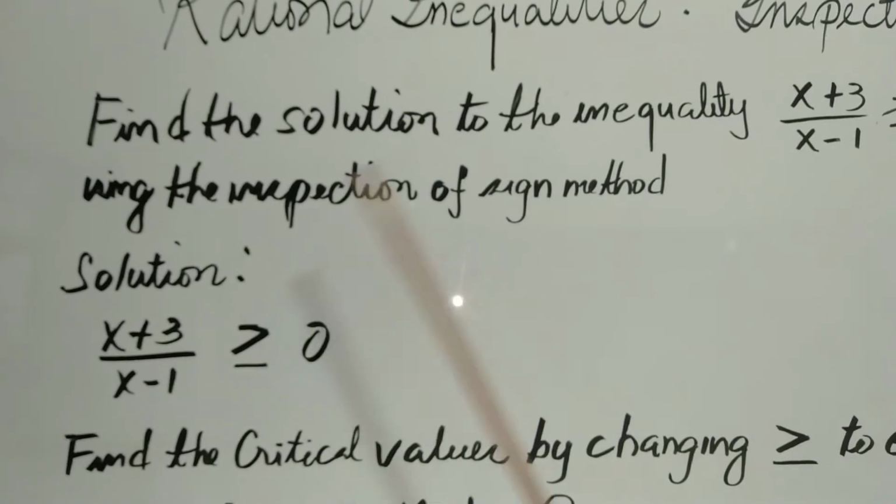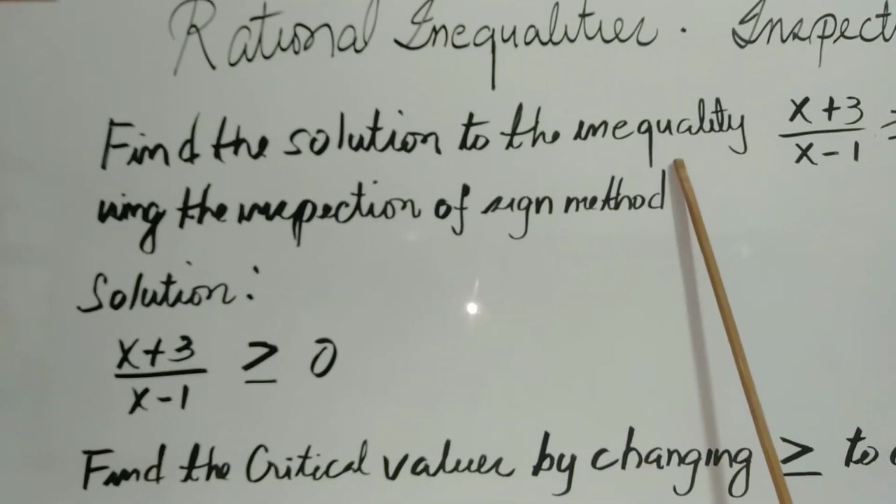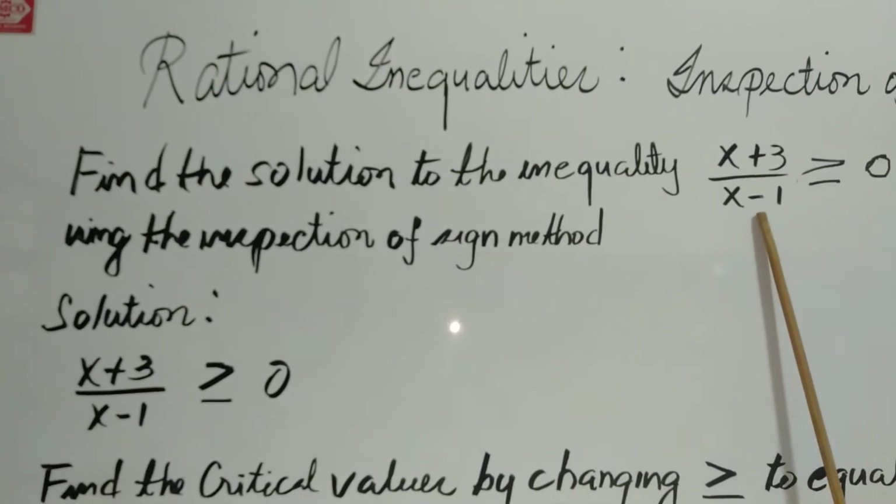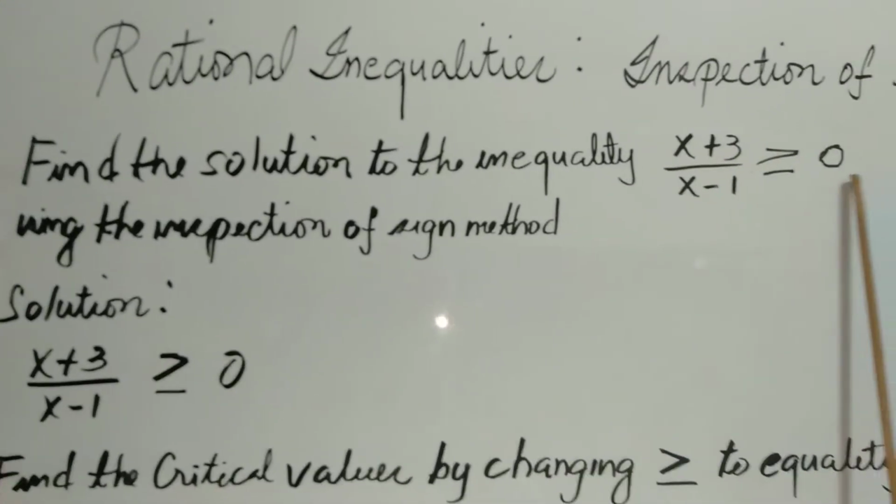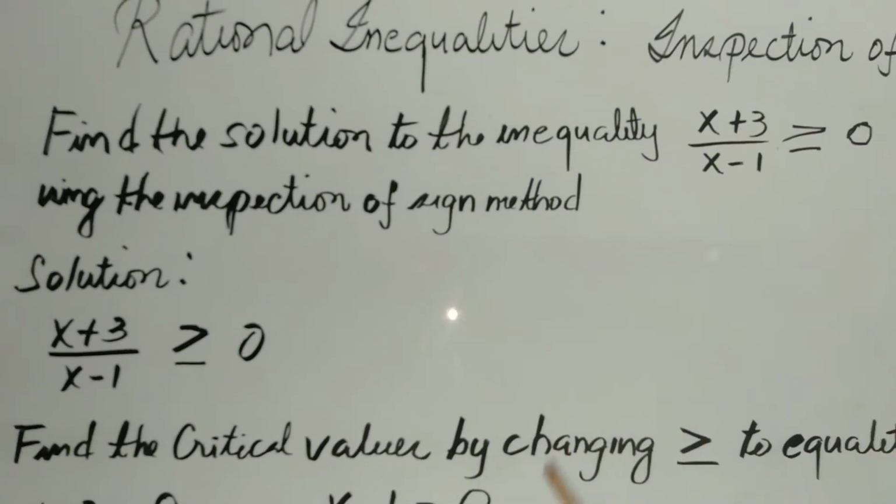And we're asked to find the solution to the inequality (x plus 3) over (x minus 1) is greater than or equal to 0.